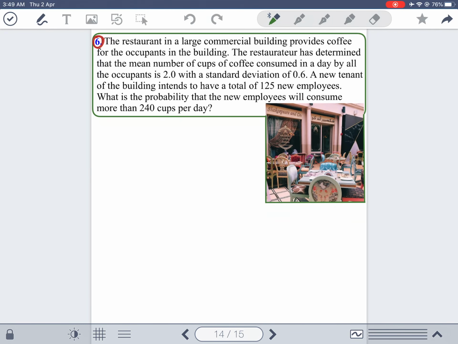You have to understand something in this type of question. It says, the restaurant in a large commercial building provides coffee for the occupants in the building. Fine. Okay, so we understood this.